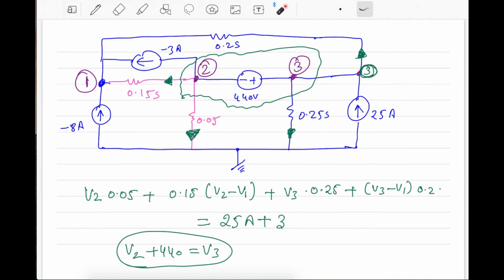Sir, V3 minus V1 into 0.25 or 0.2 only? This one you are saying? Yes, sir. Yeah, it will be 0.25 here. So just keep in mind that the concept should be clear. Yeah, you are right, it's 0.25. If you understand the concept, I think you can do that. Okay, so is it 0.25 S?